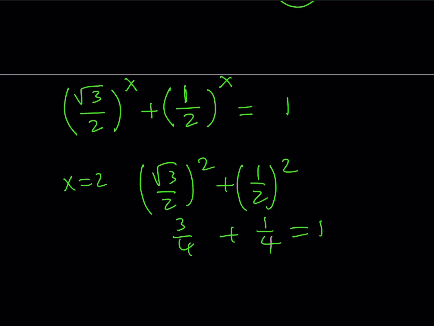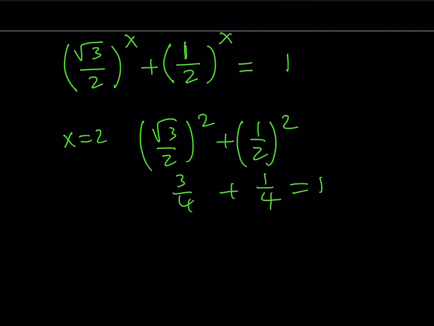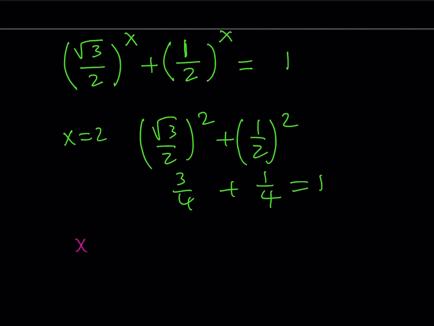Now, here's what I'd like you to notice. We know that x equals 2 is a solution. So what happens if x becomes greater than 2? Let's take a look at that. There are two approaches here, and I'll show you both. So if x is greater than 2 here, then square root of 3 over 2. Now, notice that root 3 over 2 is less than 1, right?